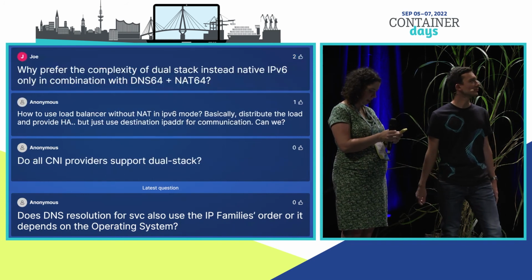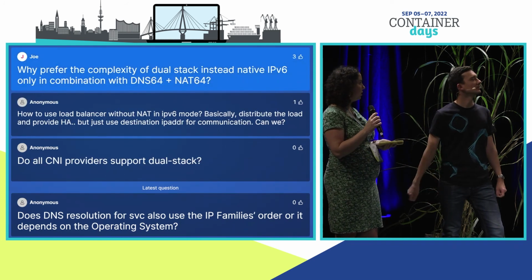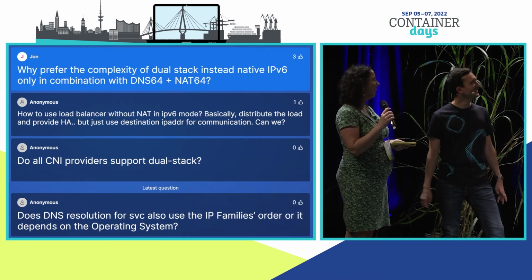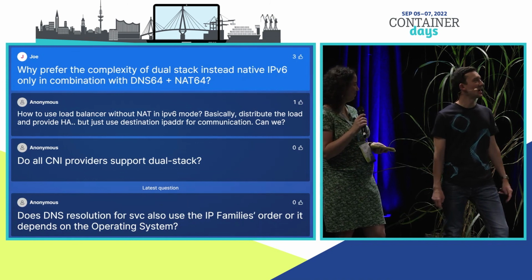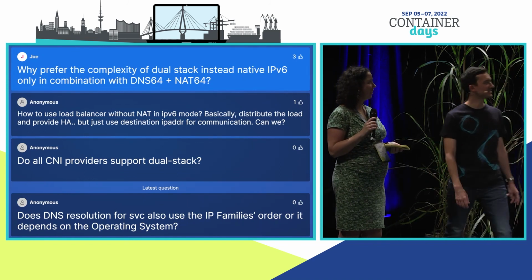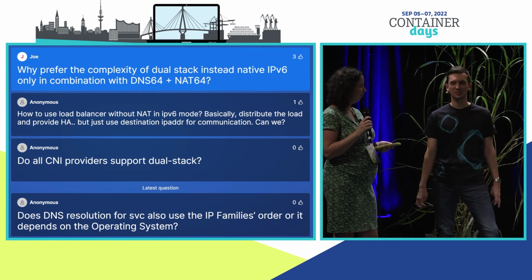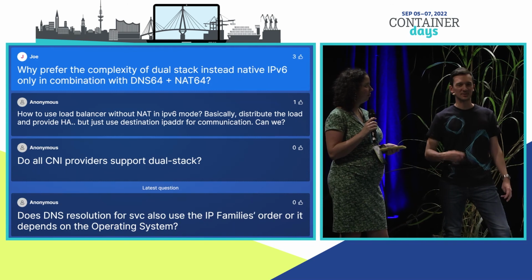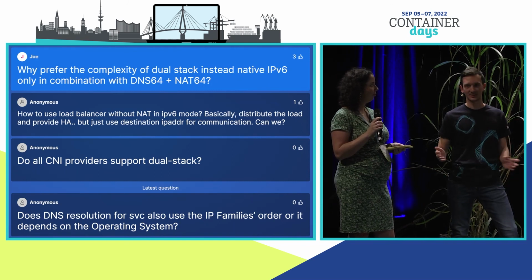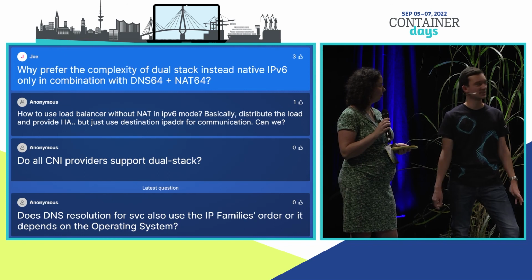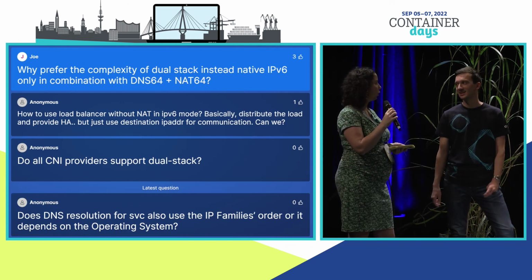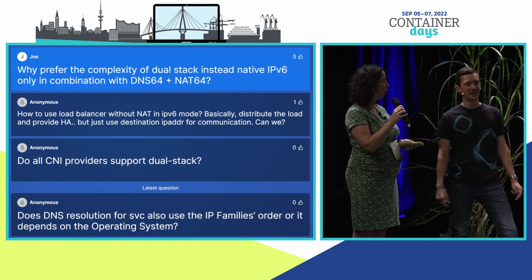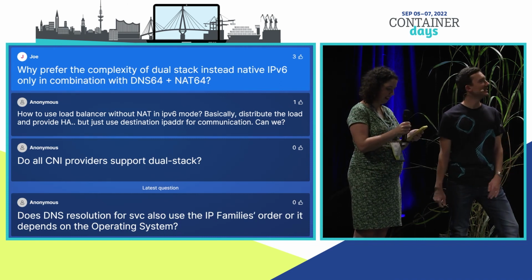Okay. Then we've got why prefer the complexity of dual stack instead of native IPv6? Only in combination with DNS64 and NAT64. I would say the DNS64 and NAT64 is more complex than enabling dual stack in a Kubernetes cluster, because if you enable it, you can have end-to-end IPv6 connectivity without network address translation. So basically, you're saying the question has got it the wrong way around. There's actually more complexity the other way, in your opinion. Yeah, in my opinion, it's the other way. Okay.